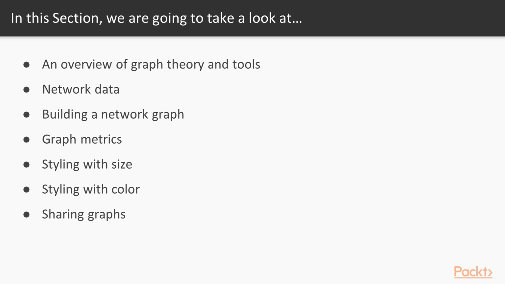The following video will talk about graph metrics, some different statistical measures that we can use to help inform our design decisions. And then we'll have two videos that focus on styling, one with size and one with color, much as we saw with maps or traditional charts. Using sizes and colors for maximum impact can really set a visualization apart. And we'll conclude this section with a talk on how we can share our graphs.